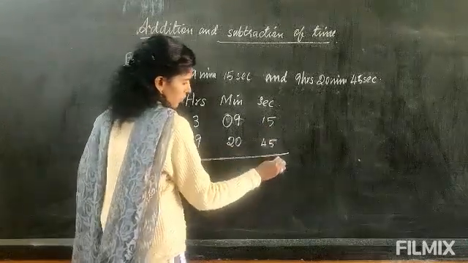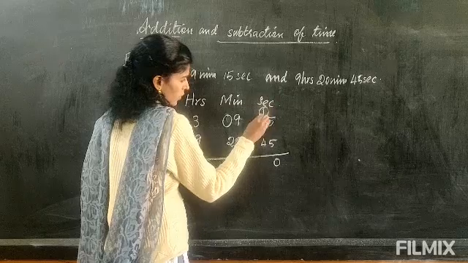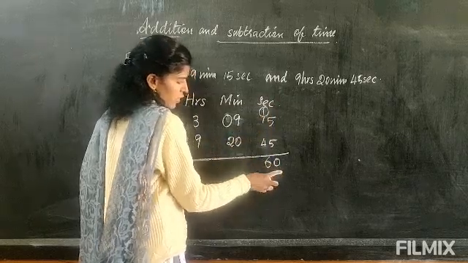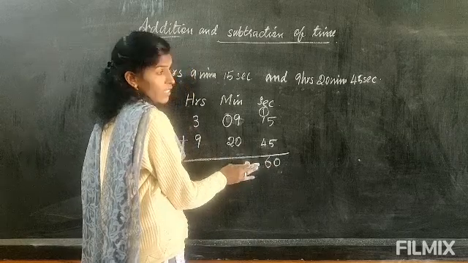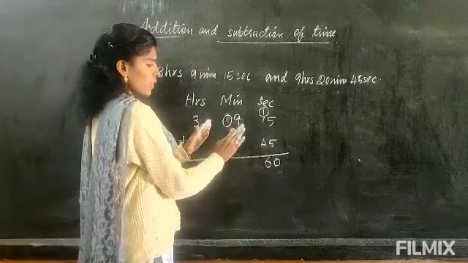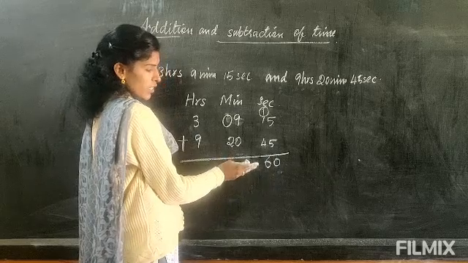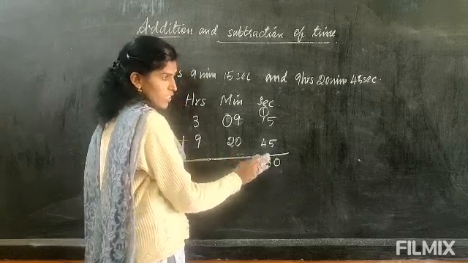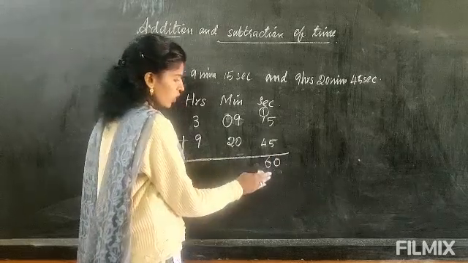5 plus 5, 10, carry over 1. 1 plus 1, 2, 2 plus 4, 6. It is having 60. Here it should be less than 60. In minutes and seconds, always it should be less than 60. Since it is 60 or more than 60, it will convert. So you can convert.